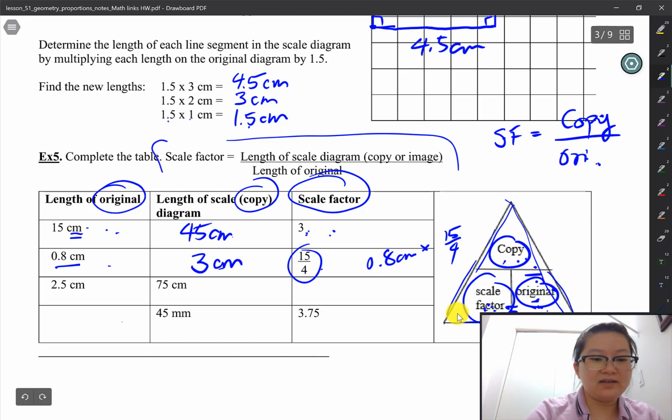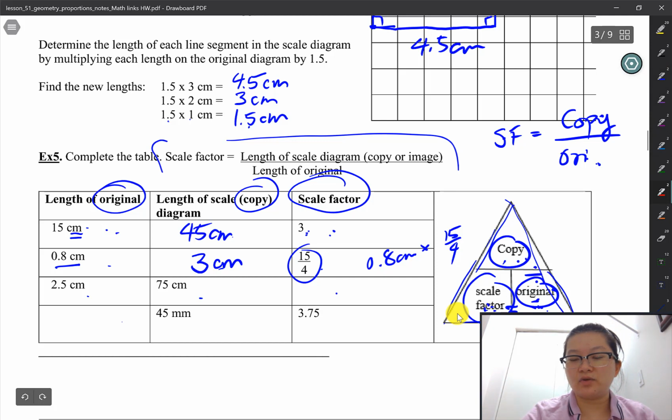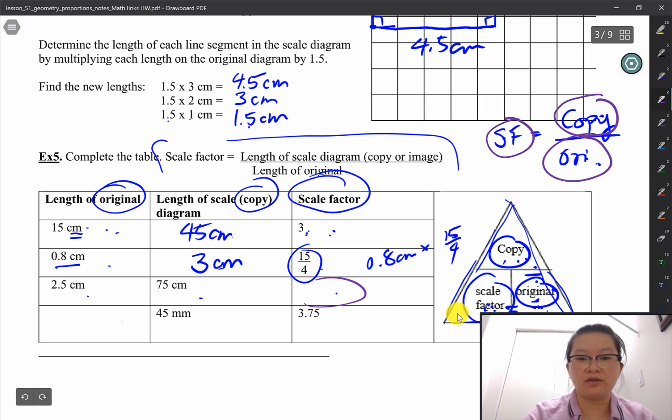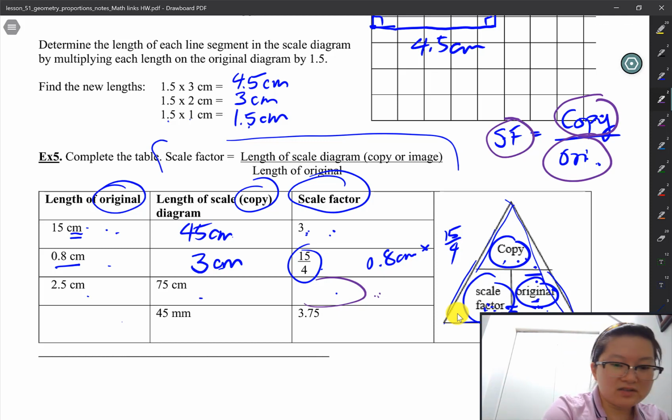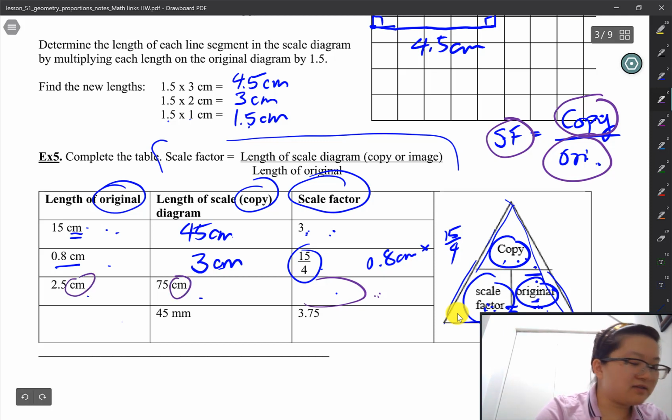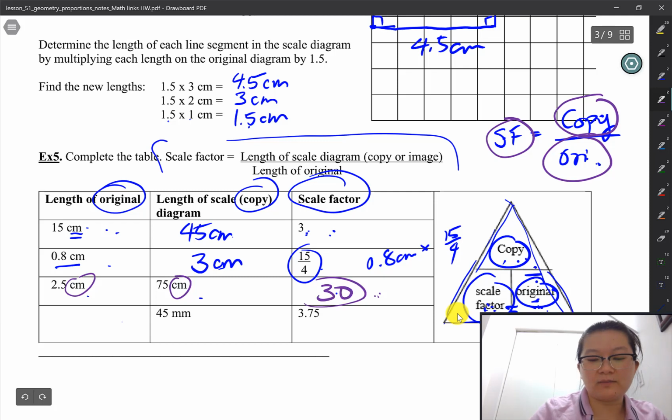Next up, we have length of the original. We have the copy. We want to find the scale factor. I'm going to use a different color pen because we're doing something different now. So to figure out my scale factor, which is this guy, I need to take my copy divided by my original to give me my scale factor. My copy is 75 centimeters divided by my original. Notice they have the same units, which is good, same units. I get 30 for my scale factor.